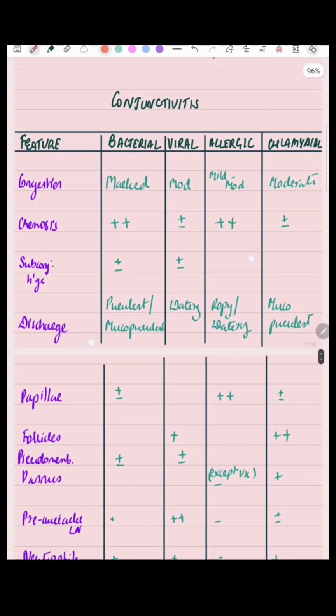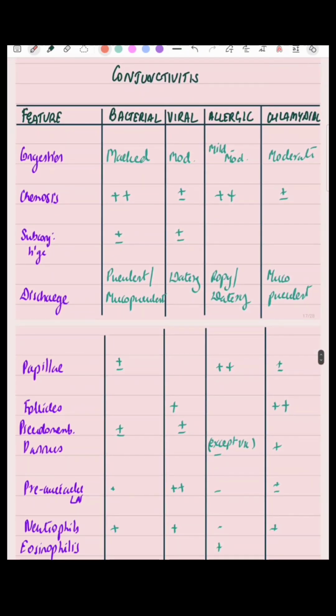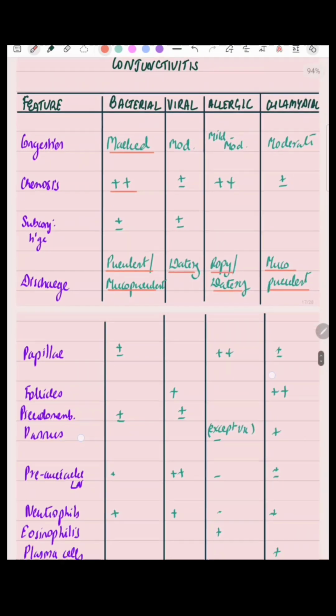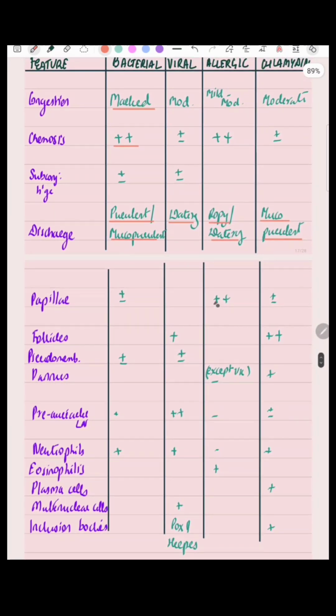Now coming to conjunctivitis, it can be either bacterial, viral, allergic or chlamydial. In bacterial, the congestion is marked and chemosis will also be there. In bacterial, the discharge is purulent or mucopurulent. In viral, it is watery, in allergic, it is ropey or watery, and in chlamydial, it is mucopurulent discharge. Papillae are present in allergic conjunctivitis, and follicles are present in viral and chlamydial. Pseudomembrane can be present in bacterial or viral. Then preauricular lymph node is present in viral conjunctivitis.